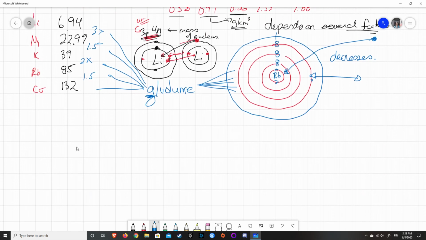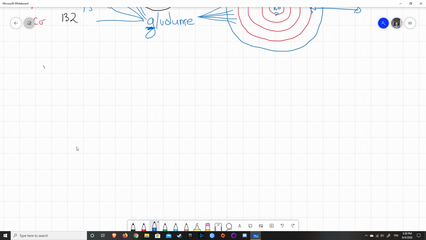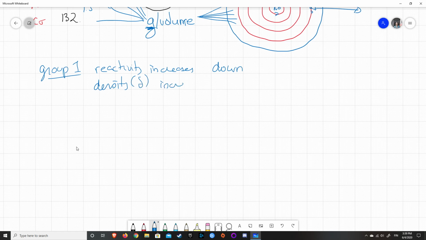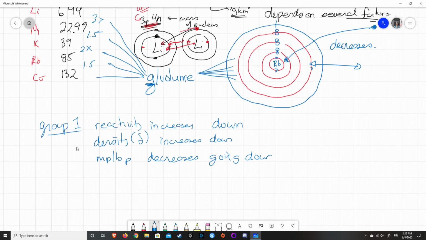So our trends that we've covered so far is that for group 1, reactivity increases down. We talked that density, remember this sign, increases down. And we say melting point and boiling point decreases going down. And hopefully this makes sense why it decreases, right?